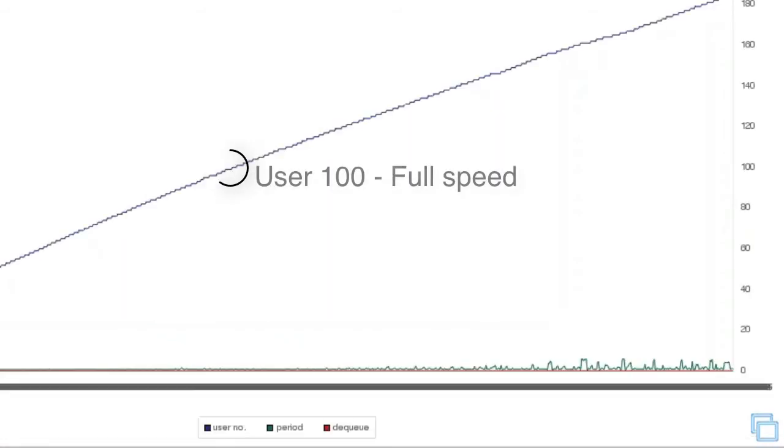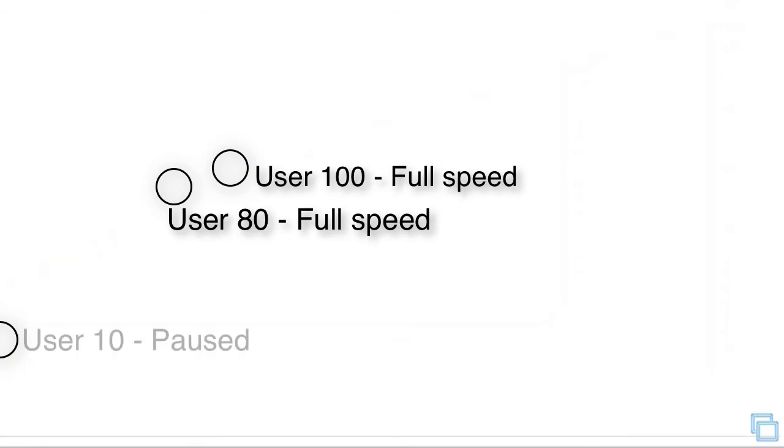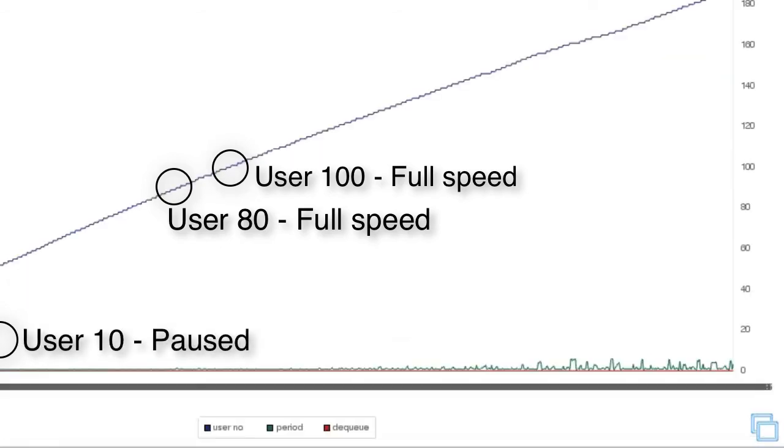Okay, and so the question I have is then the existing, say like user number 100 and user number 80 that are on this chart, they're continuing to hammer away at full speed, correct? So we're slowing down or pausing what the new users are doing. Exactly. What we're doing is we're taking our foot off the gas in terms of adding new users. So the load never reduces, but the dequeuing is to pause in applying additional load.